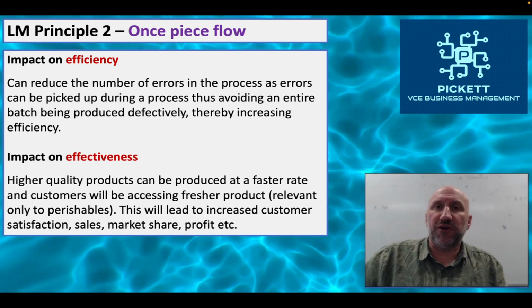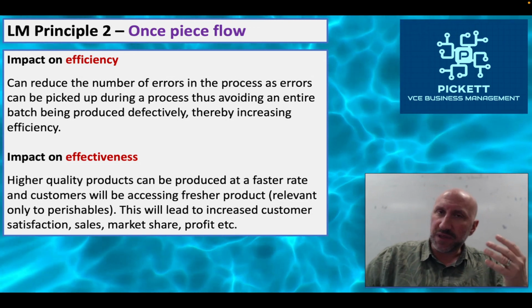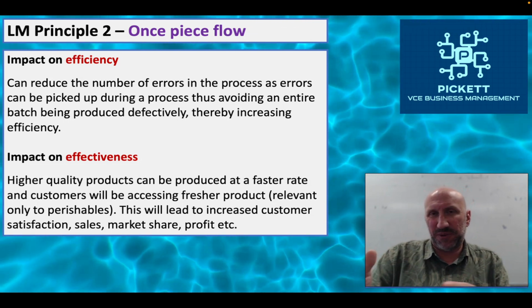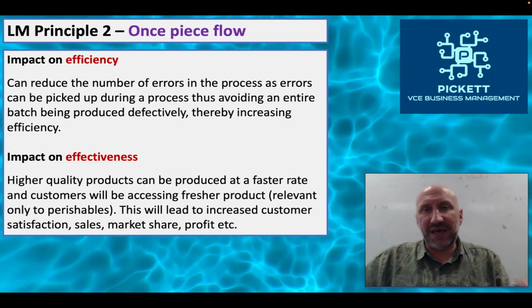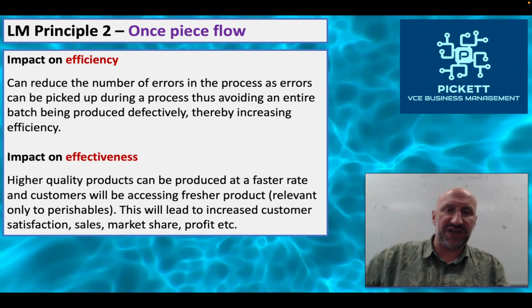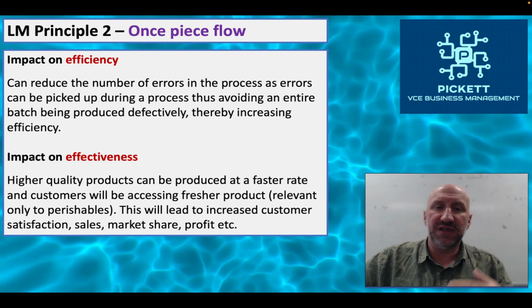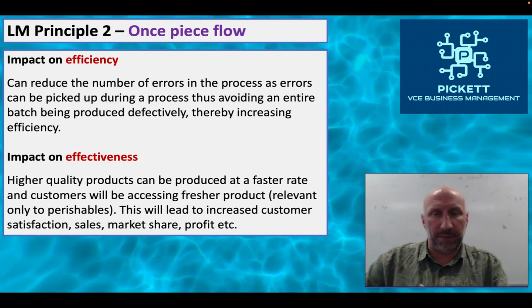Effectiveness. High quality products can be produced at a faster rate. Therefore, customers can be accessing fresher product. Again, relevant only to perishables, that particular bit. Again, it's going to lead to increased customer satisfaction, and then all of those other things that come off of increasing customer satisfaction, such as sales and market share, profit, and so on.